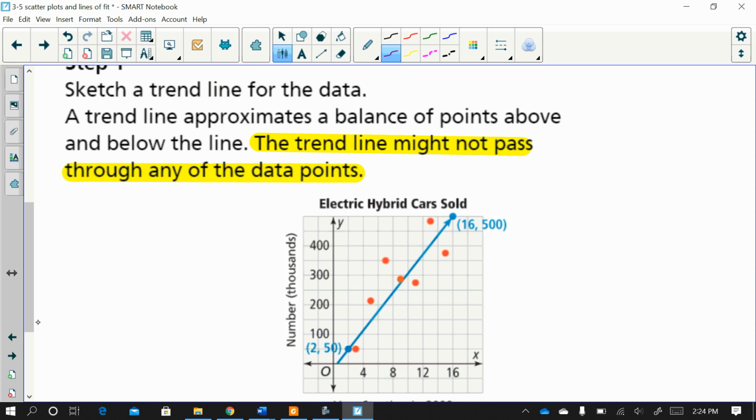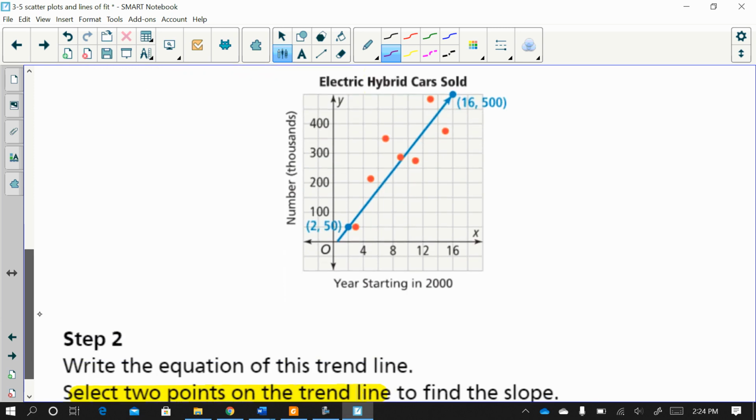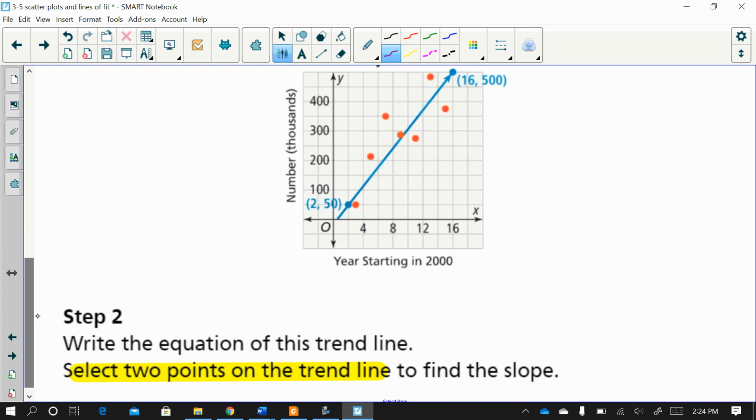Okay, it's very important to note that the trend line might not pass through any of the points you actually have. Okay, notice our blue line barely touches any of those red dots. It's perfectly allowed. Okay, so you just try to get as close to as many of those points as possible. Okay, so this problem is really nice because they gave you the points.